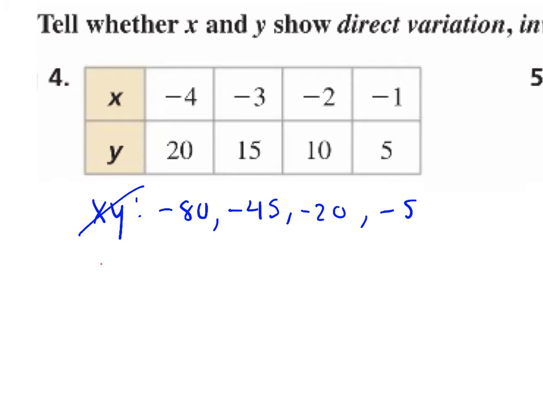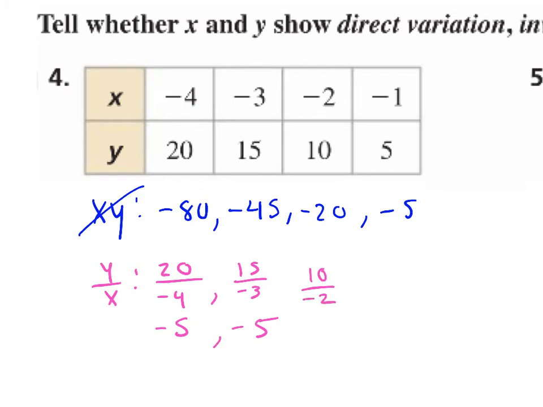Next, we need to check y divided by x. So we have 20 divided by negative 4. What's that? Negative 5. Then we have 15 divided by negative 3. Negative 5. And 10 divided by negative 2. Negative 5. And 5 divided by negative 1. Negative 5. So we got all constants here.